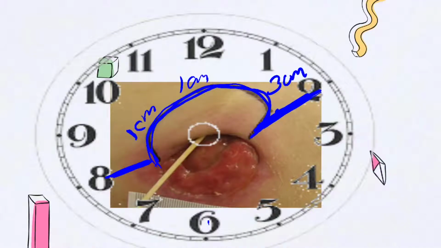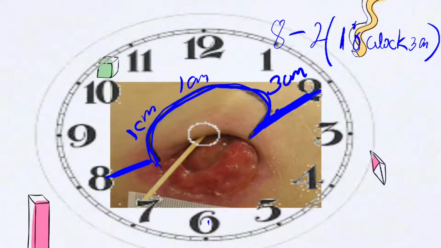Now, when you are going to write it in your wound assessment form, o'clock will be 8 to 2, open close parenthesis, at 1 o'clock, 3 cm.